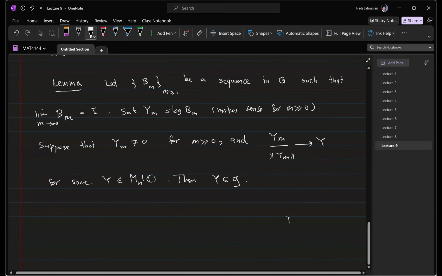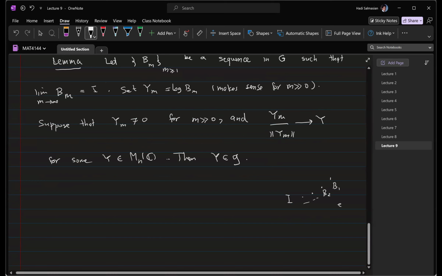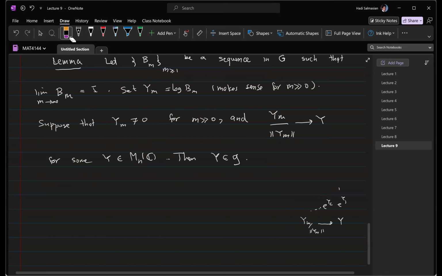So I have the identity element and a sequence of points approaching it, B1, B2, and I can write them as e to the y1, e to the y2. I would like to normalize ym divided by norm ym, and if they converge to something, the limit should be in the Lie algebra. That's the claim. So let me explain the proof of the lemma, and then we will use this lemma to prove part 1. So, the proof of the lemma.